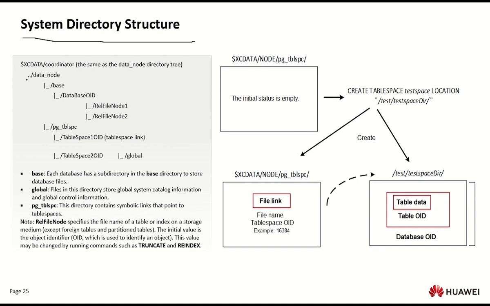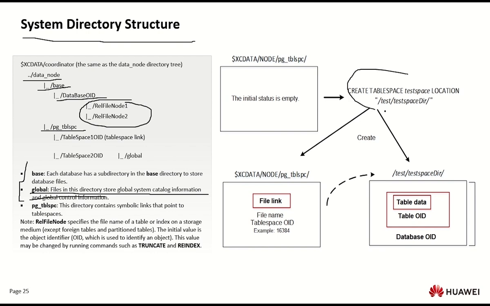So you will see that inside each of the data nodes, there will be three important directories. The base directory, which contains all the database IDs and all the reference file nodes. We have the global directory, which will contain all the global system catalog information. And we have the pg_tblspc directory, which contains all the physical table space information.